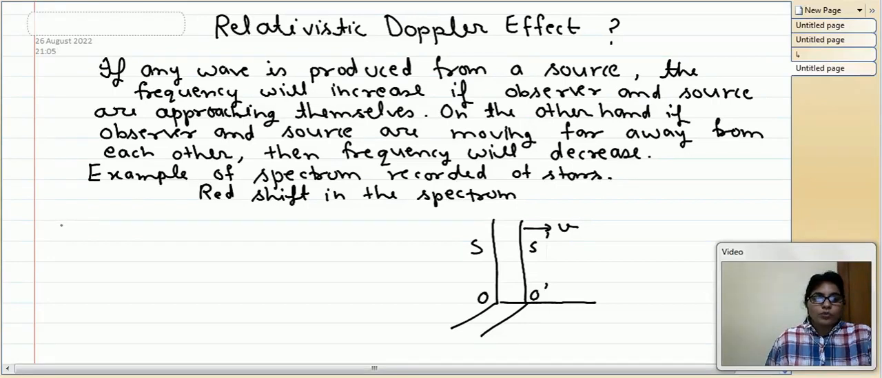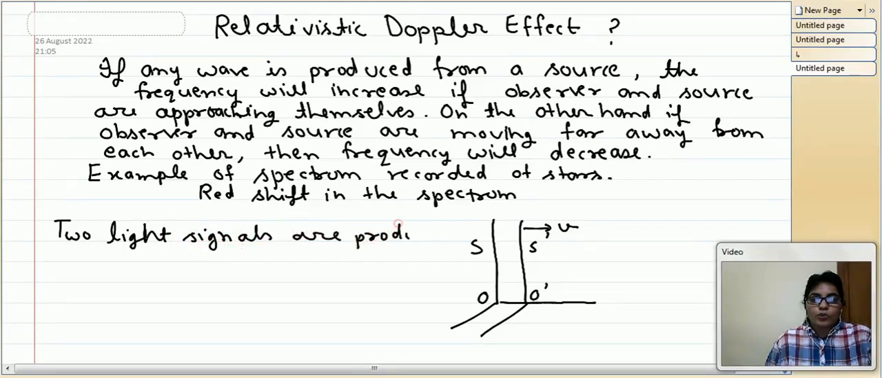So now let us suppose that two light signals are produced at O in frame S, at t equal to 0 and t equal to T. So the time interval is capital T. Capital T is the time interval. So two pulses are produced, and the time period of the pulse is capital T.